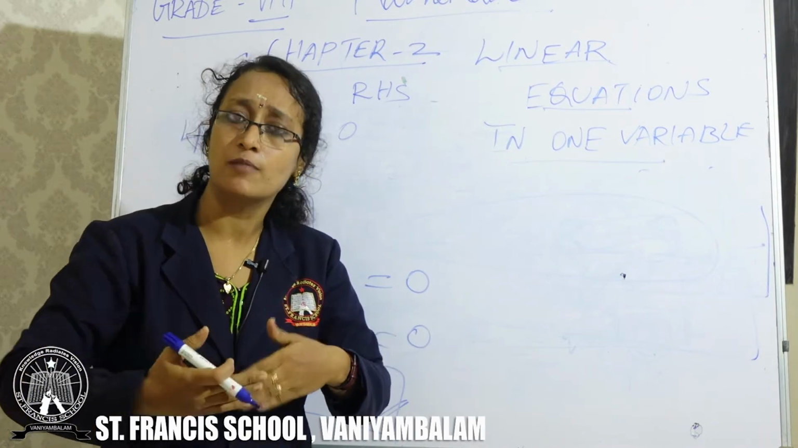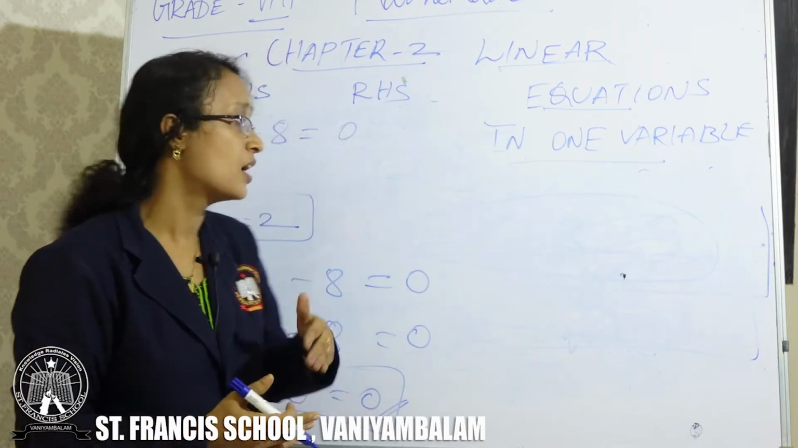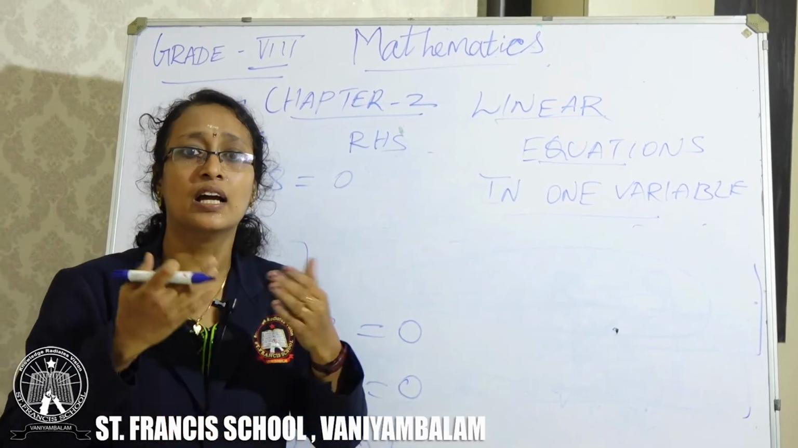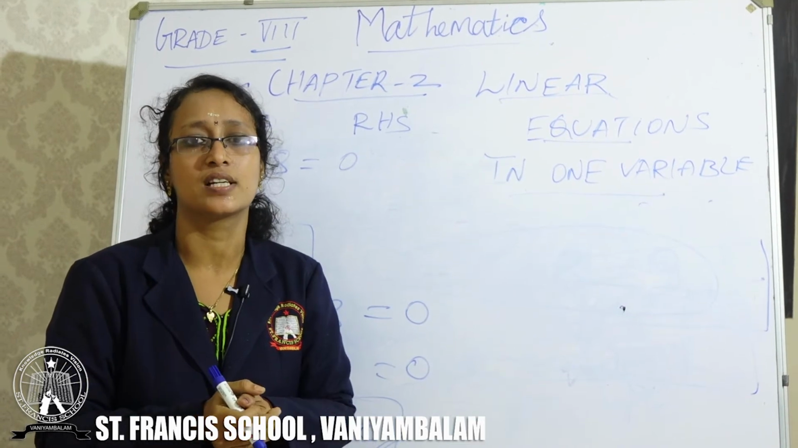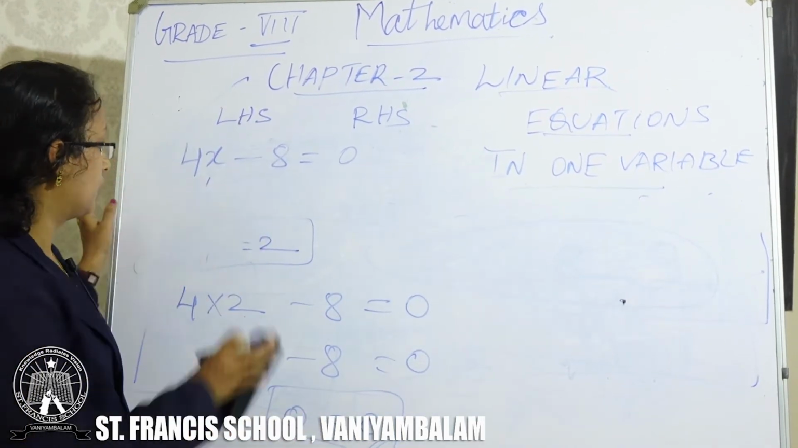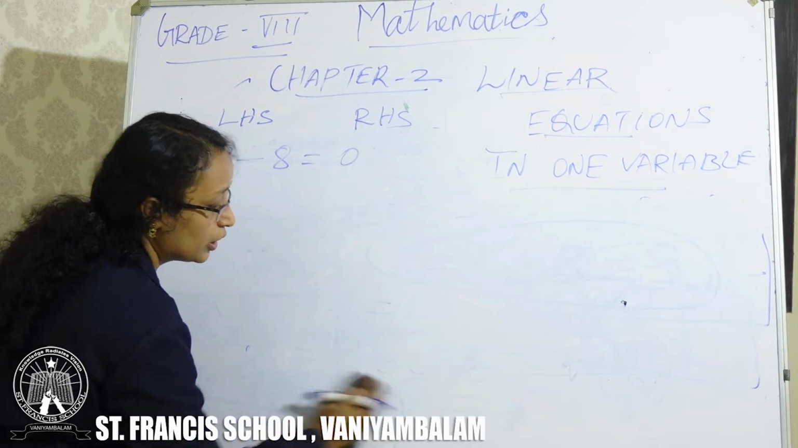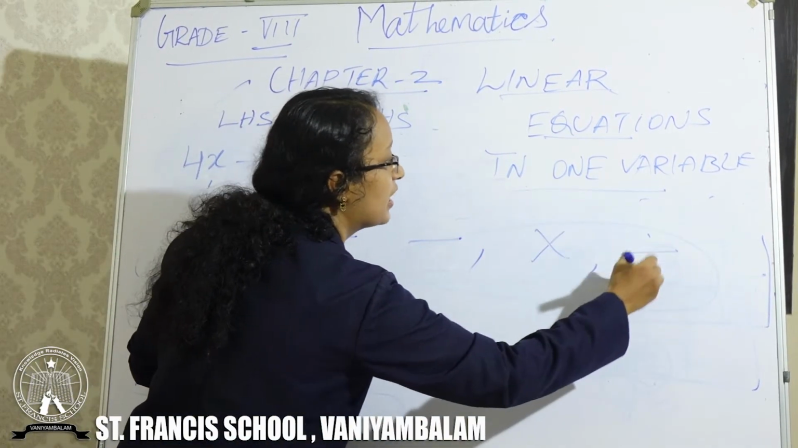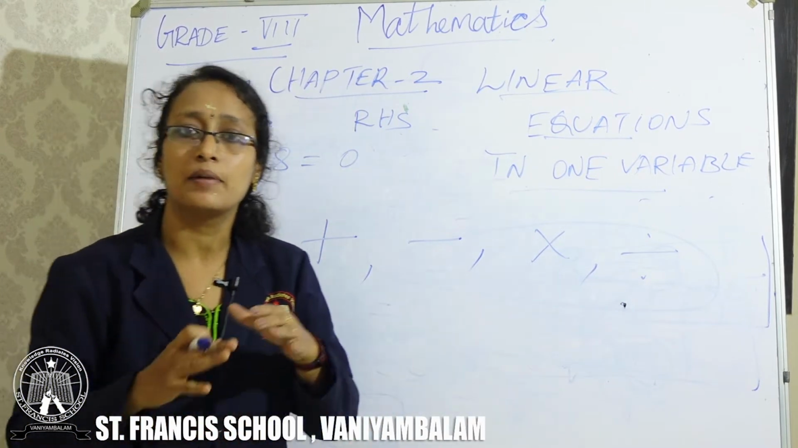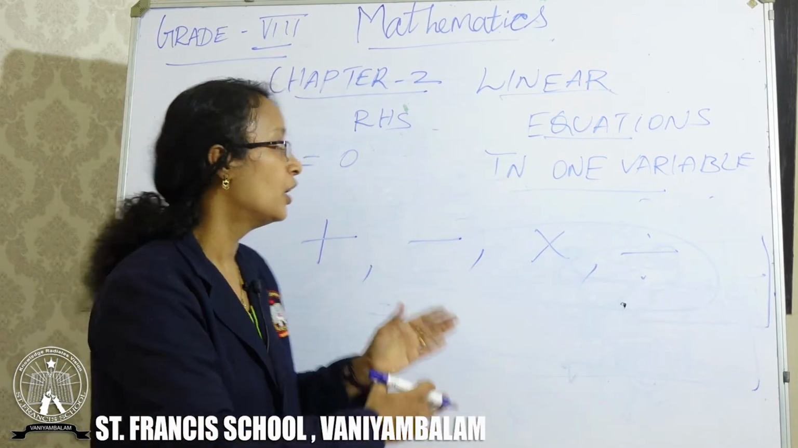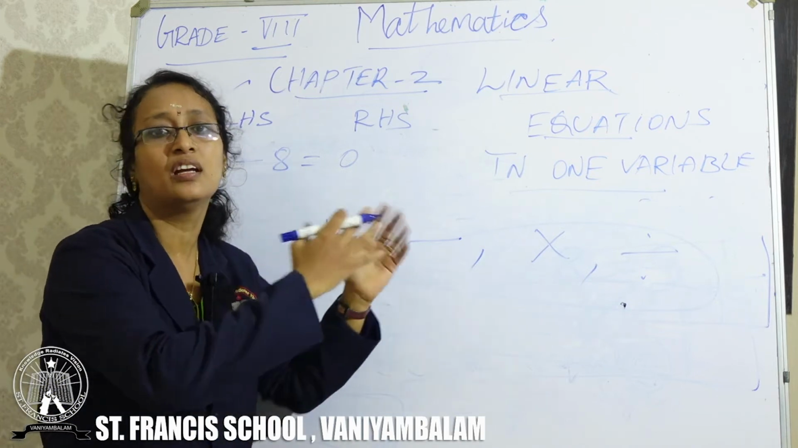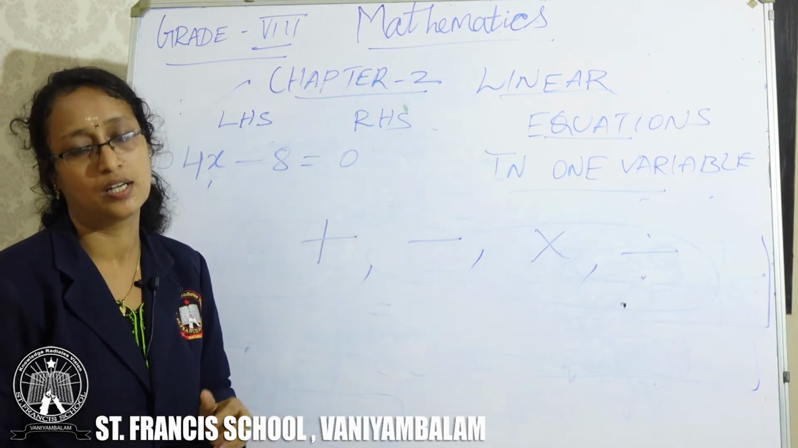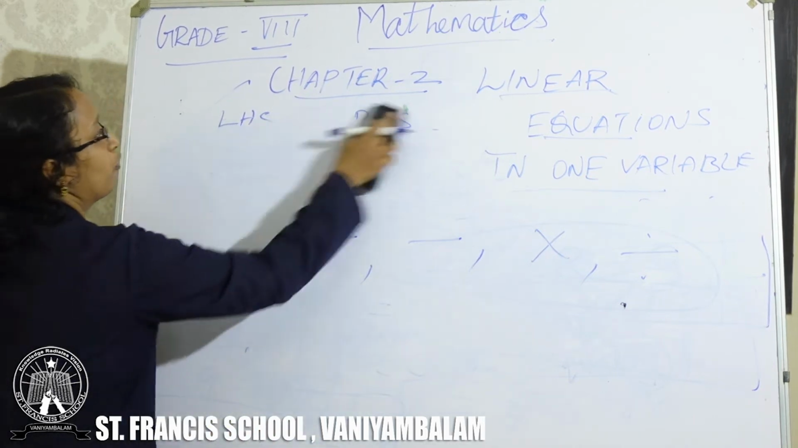So we will perform some mathematical operations. What operations will you use to balance both sides of the equation? To balance the equation, you will use addition, subtraction, multiplication and division. All the mathematical operations can be used to balance both sides of the equation. This is how you will find the solution of the equation. Next, I will give you some examples.